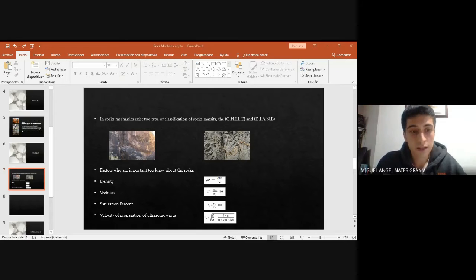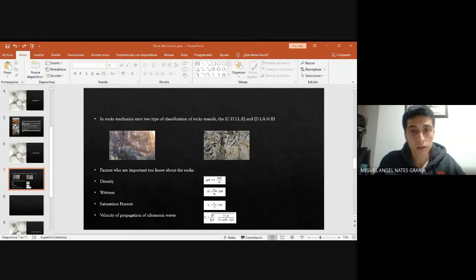And saturation percent. The saturation percent is the quantity of water that is deposited in the pores. If we want to calculate this one, we need to know the volume of water and the volume of pores, divide, and multiply by 100%. And the last one is the velocity of propagation of ultrasonic waves.